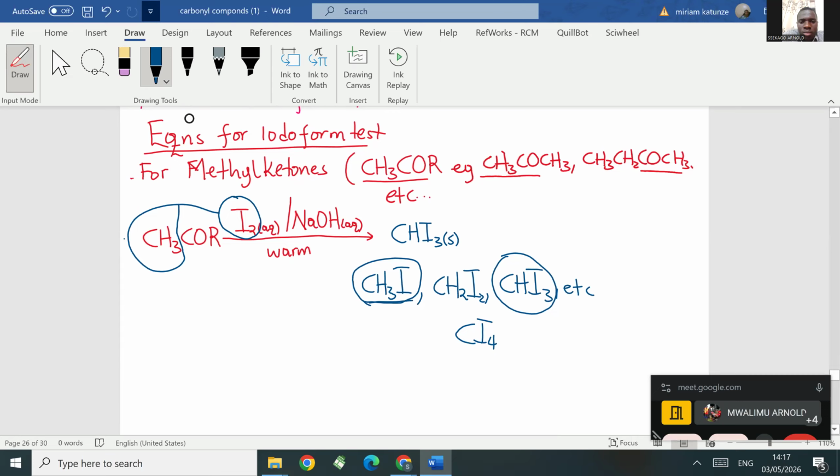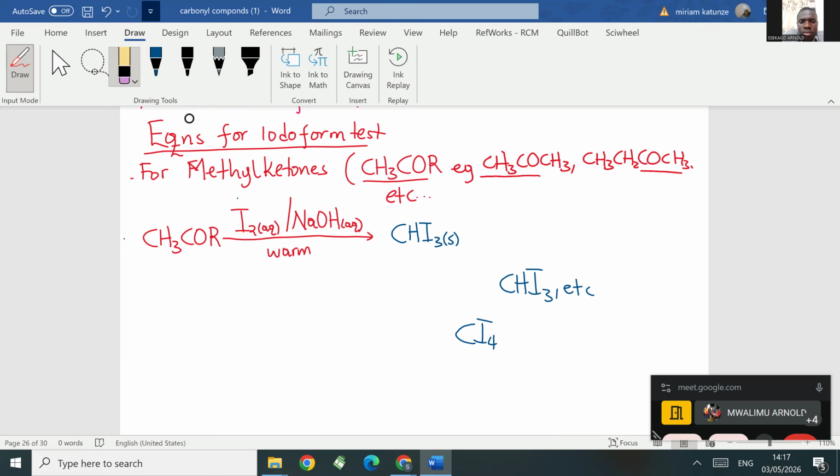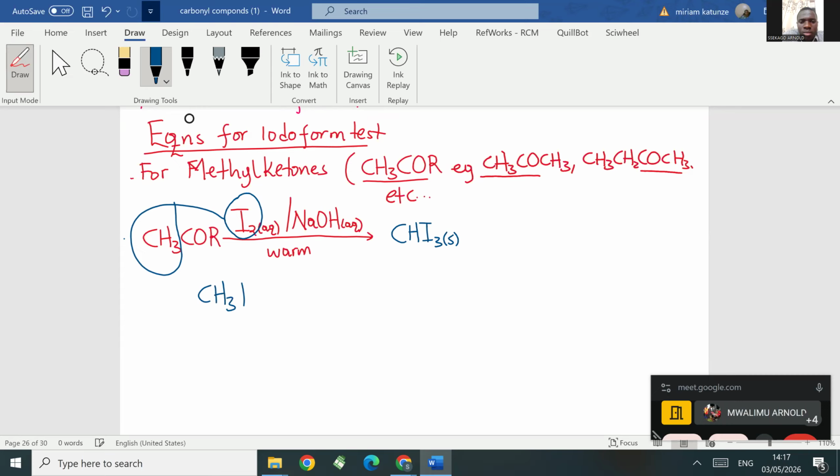So I have said that now that I've explained how this reaction occurs, the yellow precipitate which can be observed is for triiodomethane. What does iodine do? This is what iodine does. It picks this part here and it substitutes the hydrogens there. If it is substituting the hydrogens, one can have CH3I.